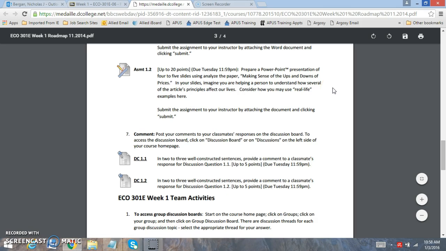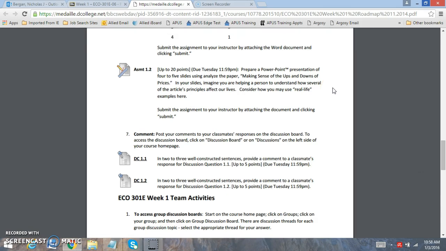In 1.2, you want to prepare a PowerPoint presentation of 4 to 5 slides using Analyze the Paper. So making sense of that article of the ups and downs in prices. In your slides, you want to imagine that you're helping a person to understand how the article's principles affect our lives. So you want to focus on the role of supply and demand, and how supply and demand influences price changes, and how it influences our daily lives.